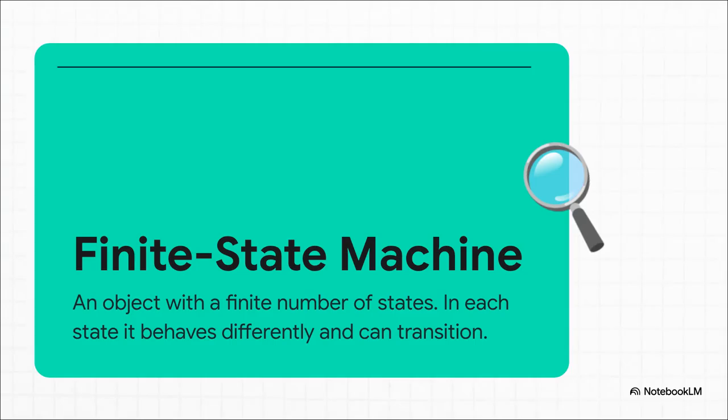This whole idea is based on a concept from computer science called a finite state machine. And don't let the fancy name scare you. All it means is that an object can only be in one of a few specific states at any given time. Think of a document in a content management system. It can be a draft, then move to moderation, and finally get published. It can't be all three at once, and in each state, different rules apply.